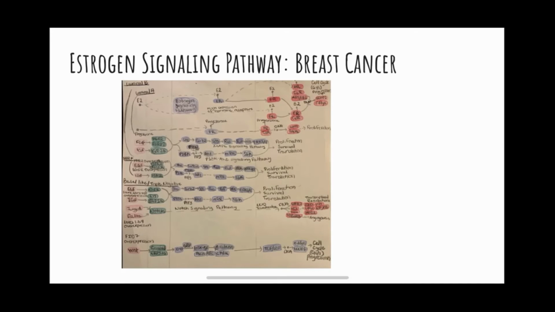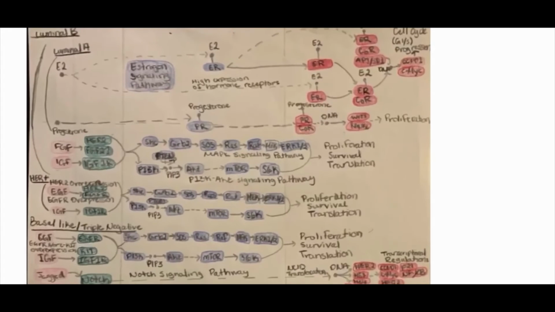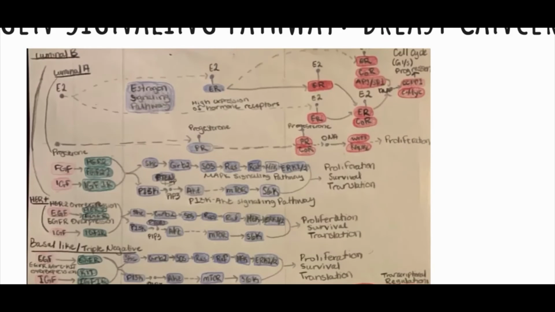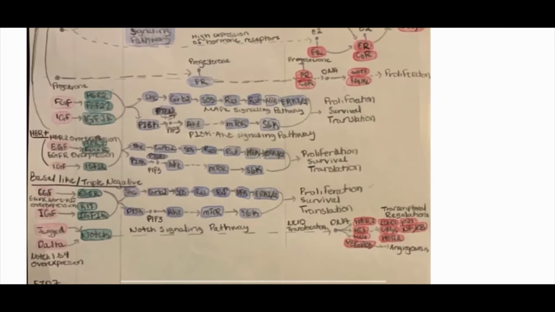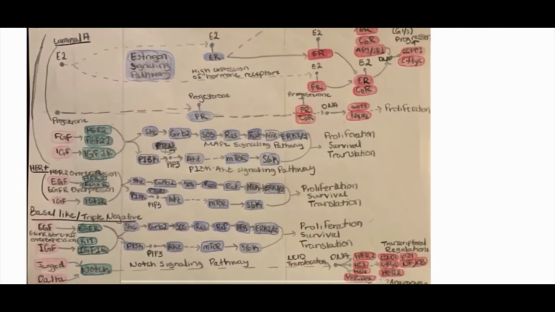So the breast cancer one, you have the luminal A includes the estradiol and progesterone. And with luminal A, the estradiol has a high expression of hormone receptors. With luminal B, it includes luminal A, but it also has the FGF and the IGF pathways as well. And those basically lead to proliferation, survival, translation. So they just keep surviving without apoptosis.